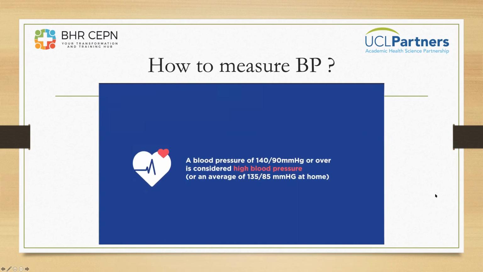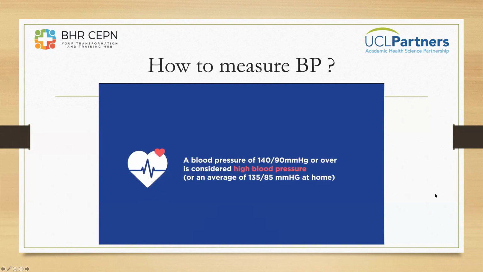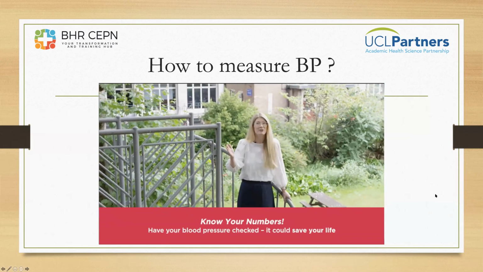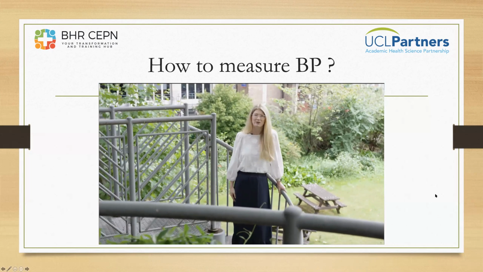140 over 90 or over is considered high blood pressure, also known as hypertension. The risk of illness is notably higher, but don't panic. If your blood pressure readings are high, your doctor or healthcare team can help you get it under control. That's why knowing your numbers can save your life. It puts you in control and can help you live well for longer.